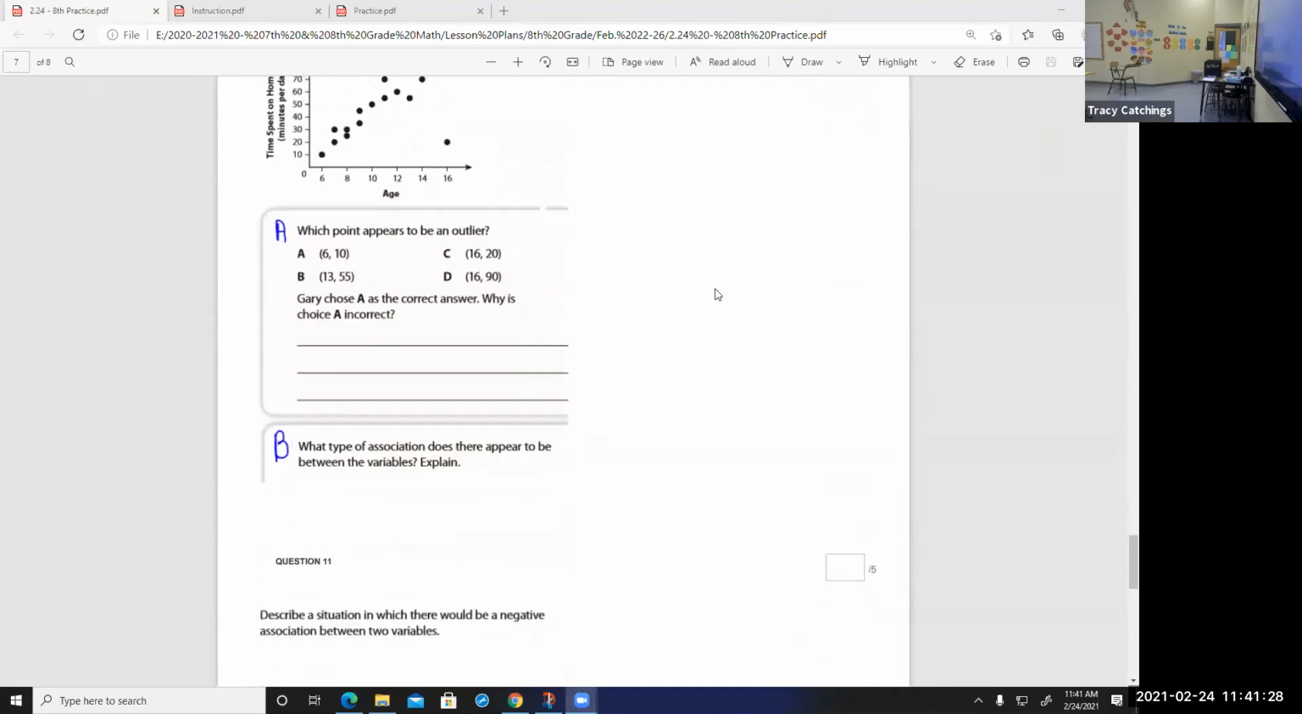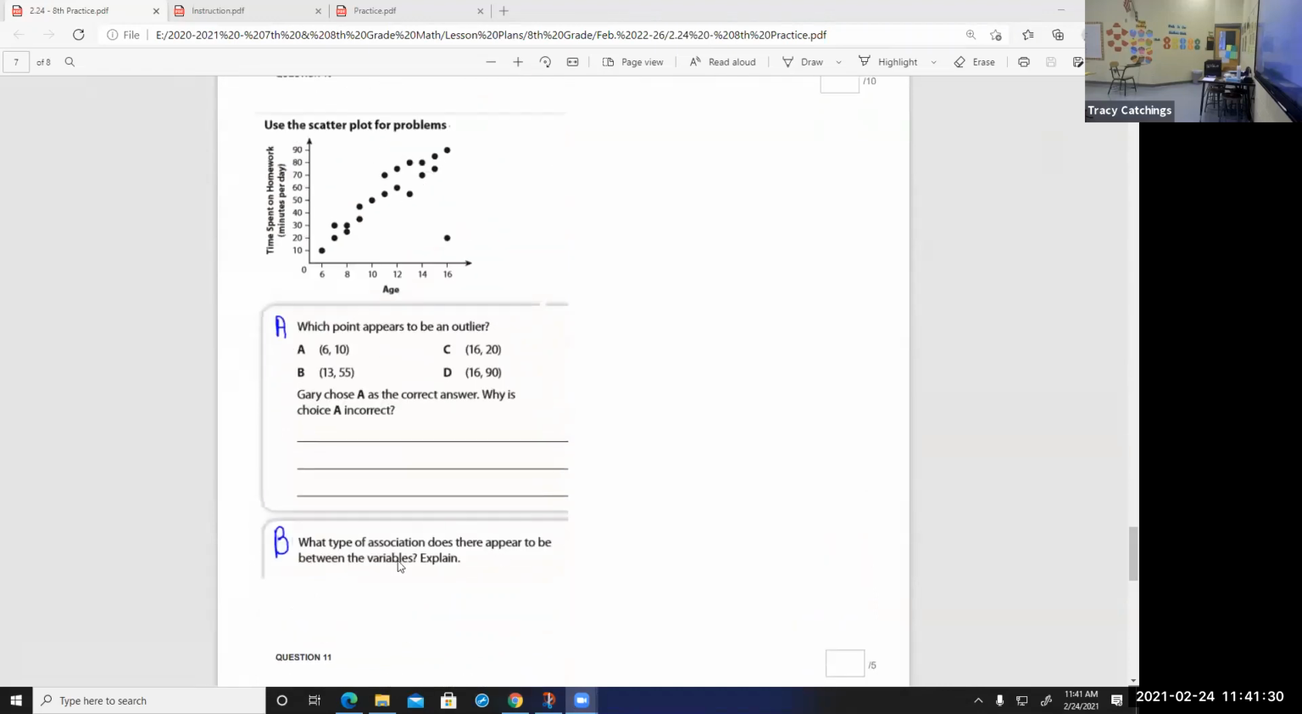All right, part B of that asks you, what type of association appears? Positive. Why do you say positive? Because it said explain. Because it's going over. You know, stop. Why do you say positive? I said positive because it's going over. Something like this. It's increasing from left to right.